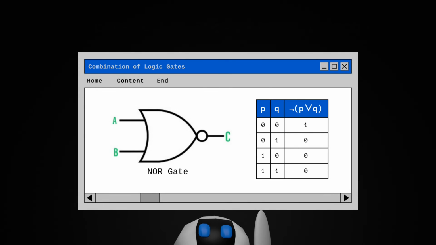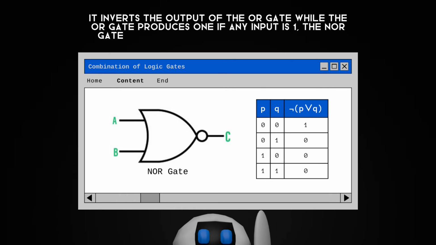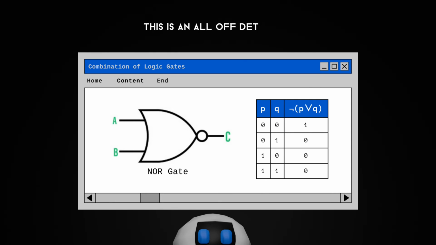2. NOR gate, NOT OR. This is an OR gate followed by a NOT gate. It inverts the output of the OR gate. While the OR gate produces 1 if any input is 1, the NOR gate produces 1 only if all inputs are 0. This is an all-off detector.